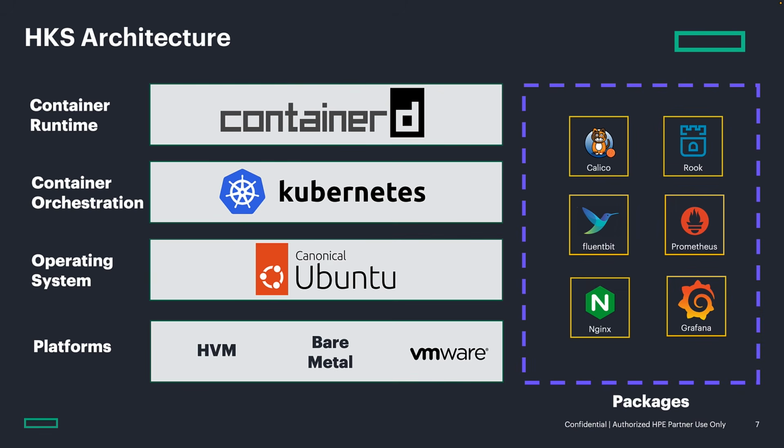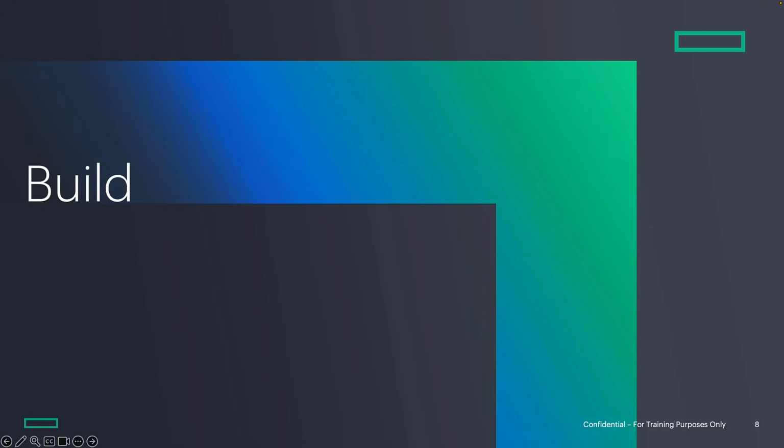Above the OS layer sits the container orchestration layer, Kubernetes, followed by the container runtime, Containerd. Additional functionality is delivered through cluster packages including Calico for networking, FluentBit for logging, Nginx for ingress, Prometheus for monitoring, and Rook for storage. We will now look at a demo of some of the build capabilities of HKS.